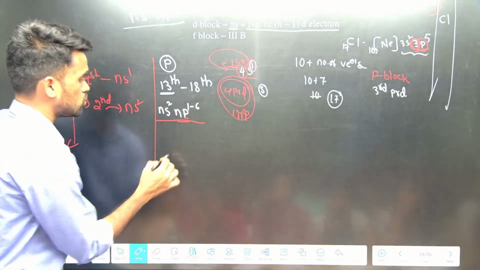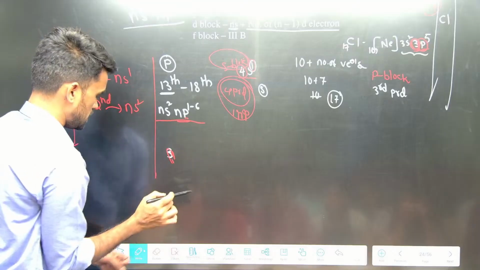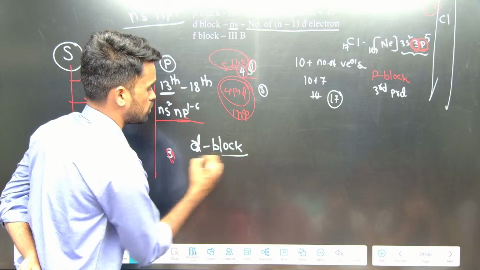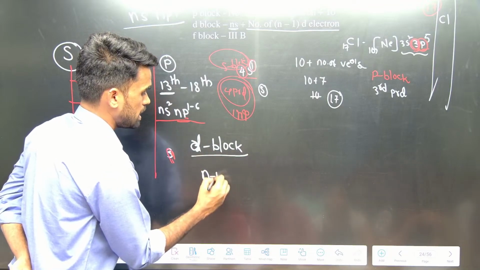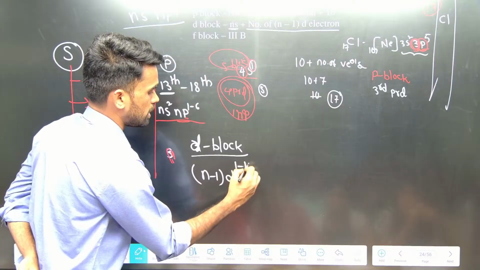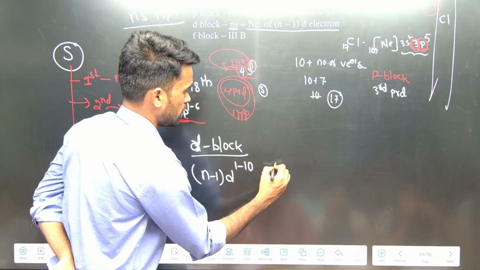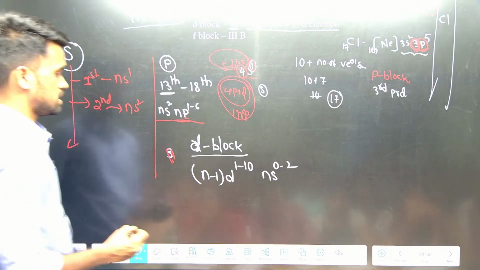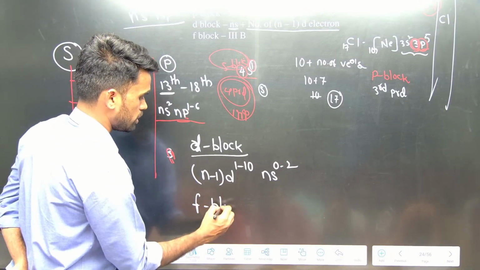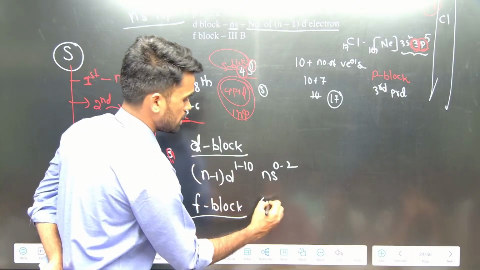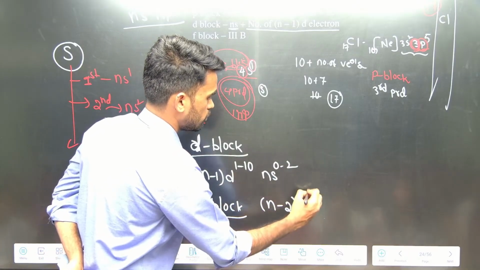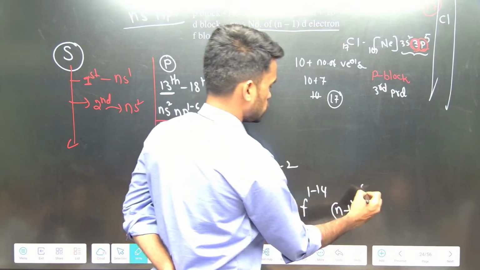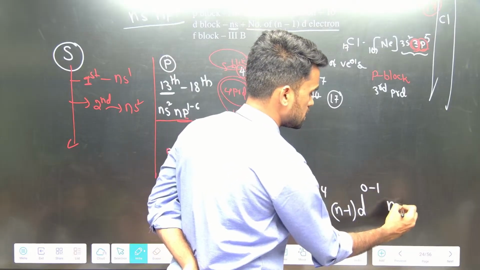When it comes to d block elements, like 3d series, 4d series, we have those now. So for d block, what is the general electronic configuration you can say? See, (n minus 1) d1 to 10, ns 0 to 2. Next, for f block elements, what is the general electronic configuration? (n minus 2) f1 to 14, (n minus 1) d 0 to 1, ns2.